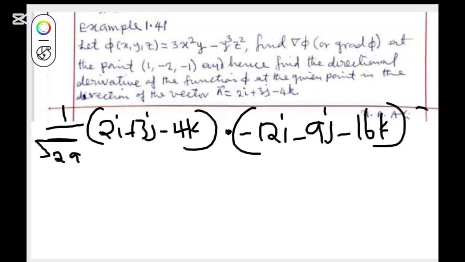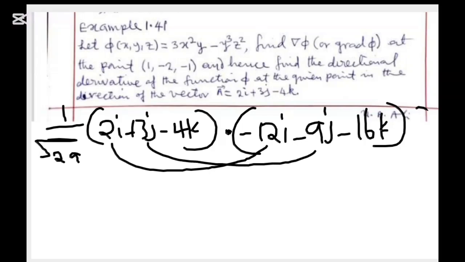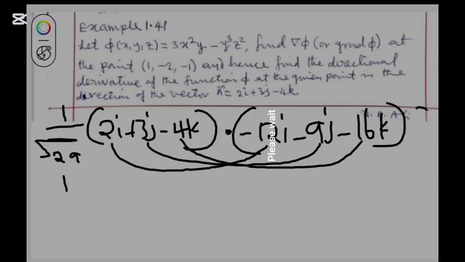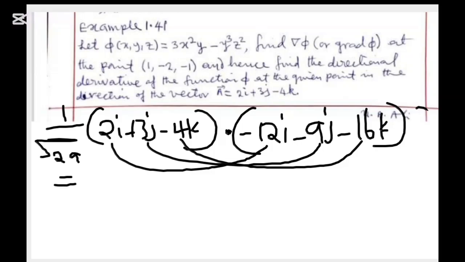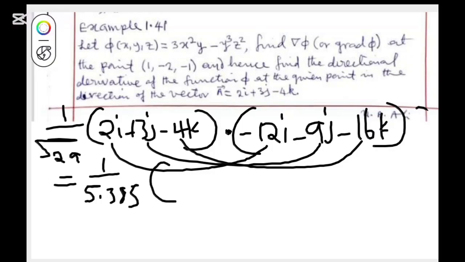So if we are going to use the dot product, we are going to multiply 2 by 12, and also multiply 3 by 9. Also we are going to multiply 4 by negative 16. And don't forget that root of 29 is the same thing as 5.385. So this should now be equal to 1 divided by 5.385 multiplied by this dot after dotting them.